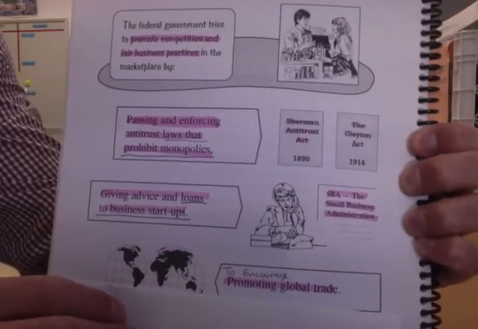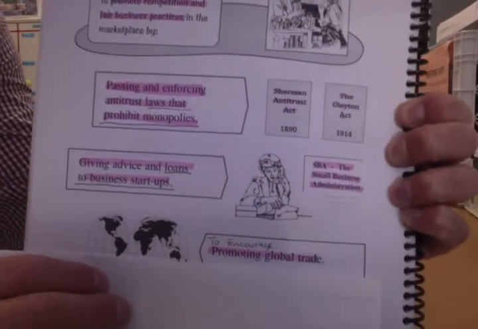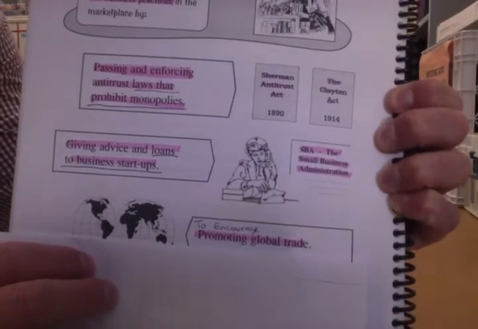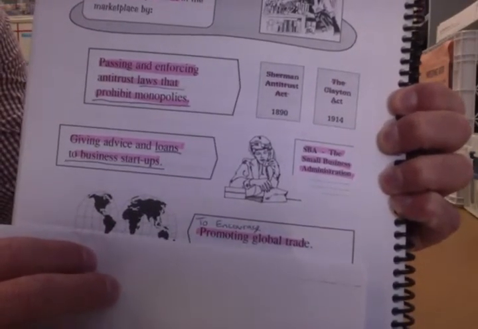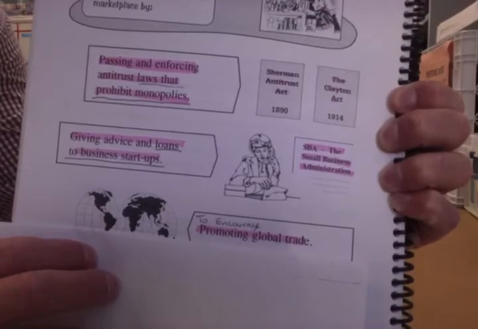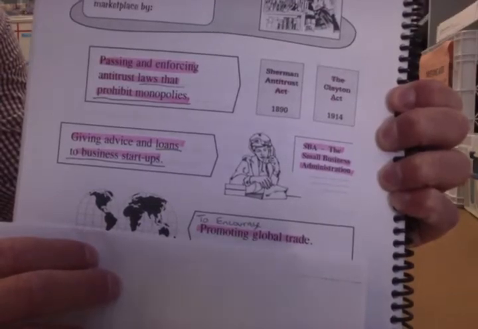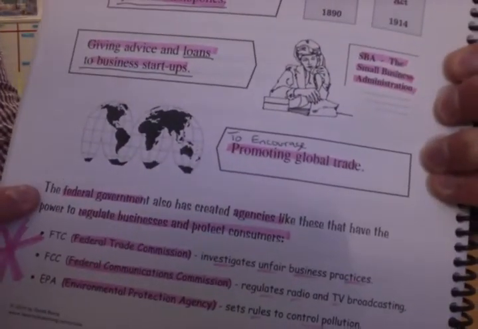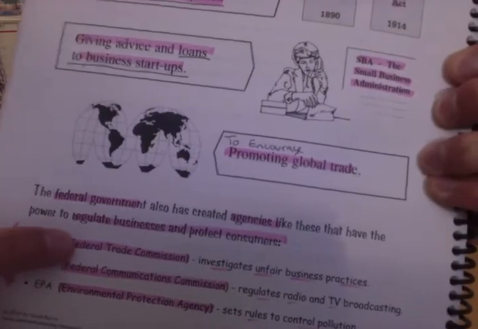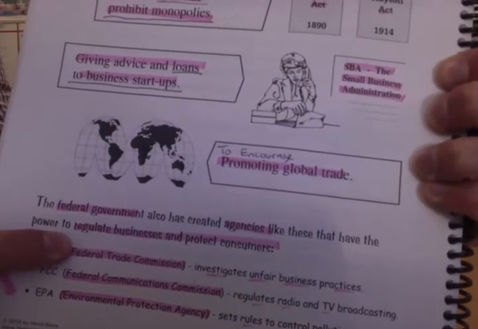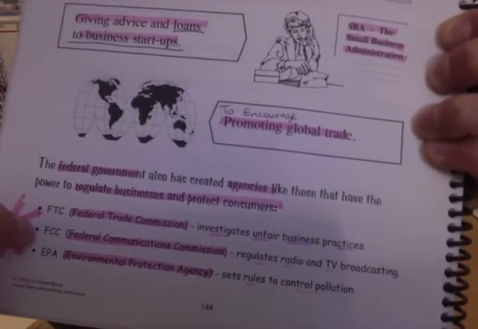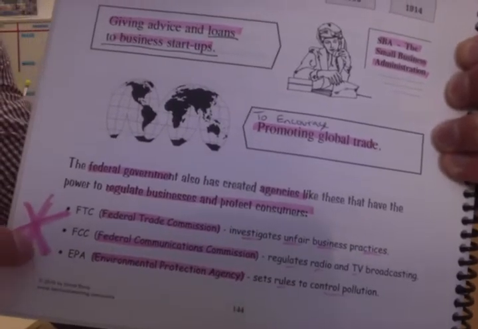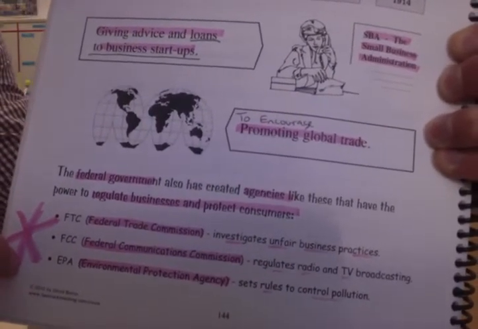And lastly, they encourage or promote global trade. Okay, this is important in terms of making us as a country competitive in the global markets. Okay, and then at the bottom of your page, we are talking about how the federal government has certain agencies that help regulate businesses and protect consumers as well. So these are very important agencies. That's why we have a big star there.